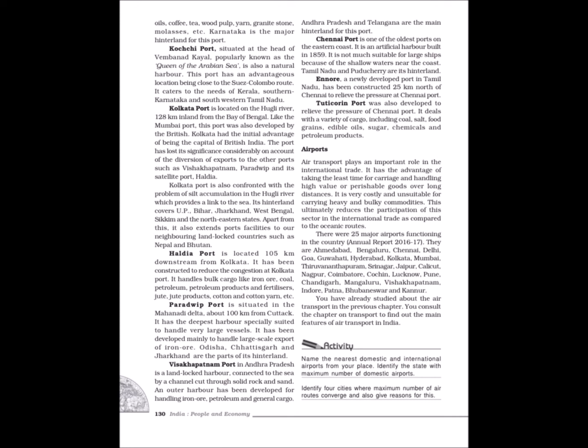Haldia port is located 105 km downstream from Kolkata. It has been constructed to reduce the congestion at Kolkata port. It handles bulk cargo like iron ore, coal, petroleum, petroleum products and fertilizers, jute, jute products, cotton and cotton yarn, etc.